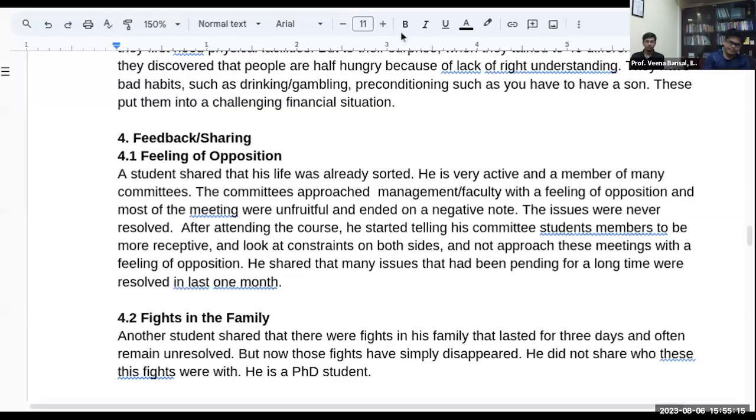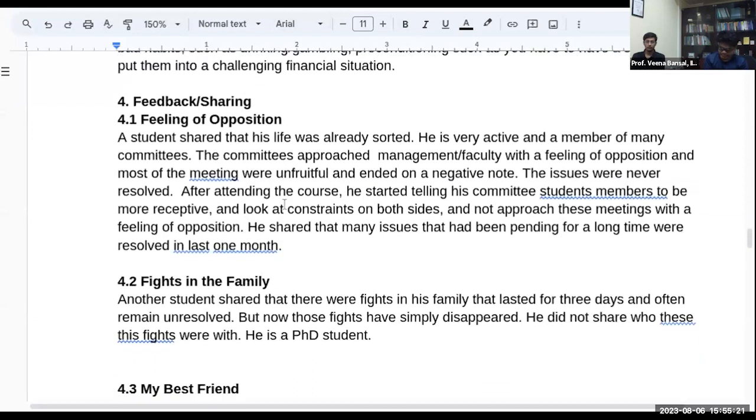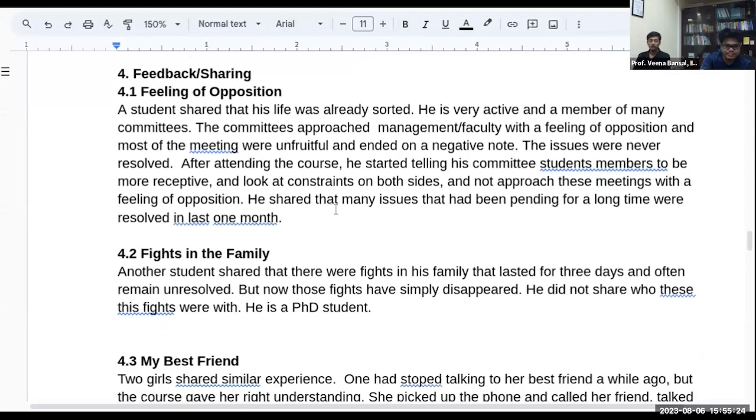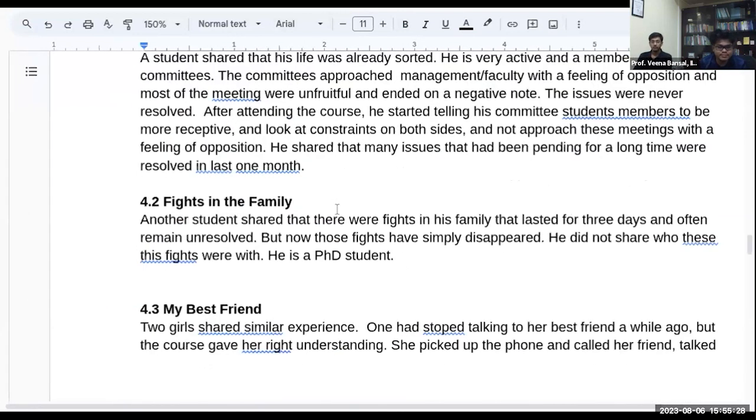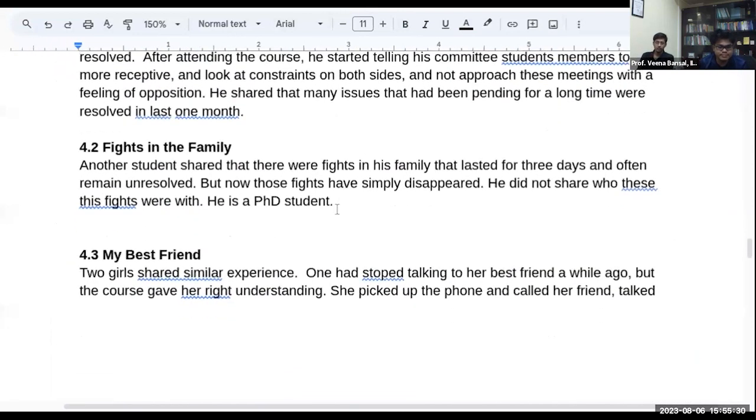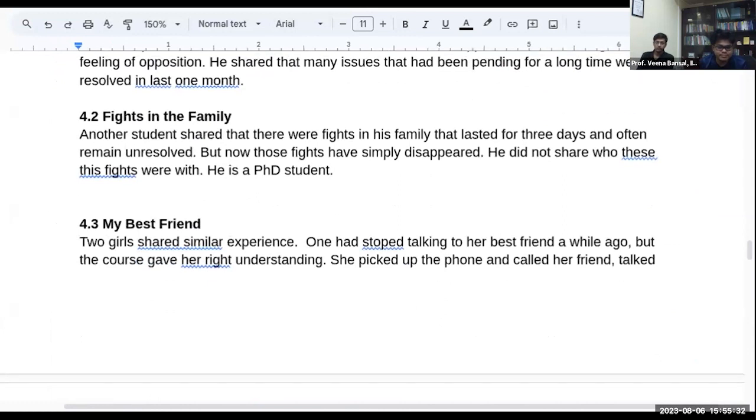All right. So that was sharing by two students, Abhiraj and Tolstoy. 4.1 is the feedback from Abhiraj, and 4.2 and 4.3 are the feedbacks from other people who were here in the morning in the Hindi session. One student shared that even a 2-minute conversation with his parents would create a scar on him.